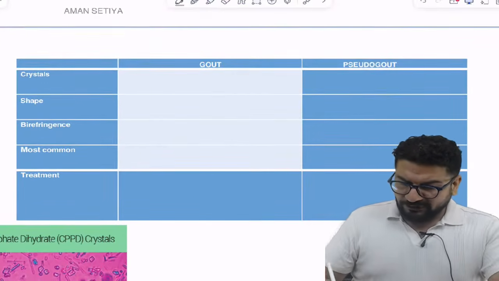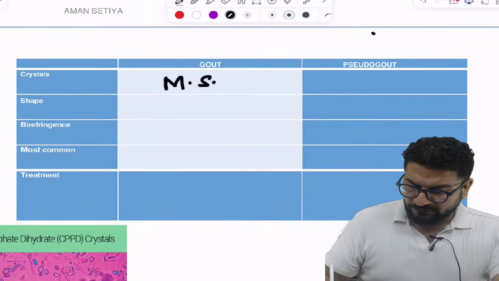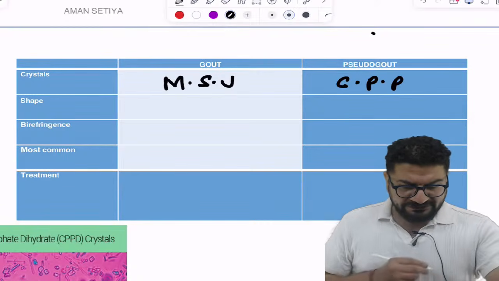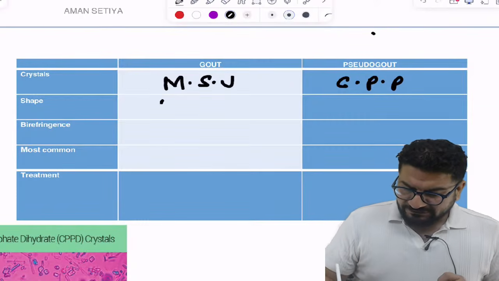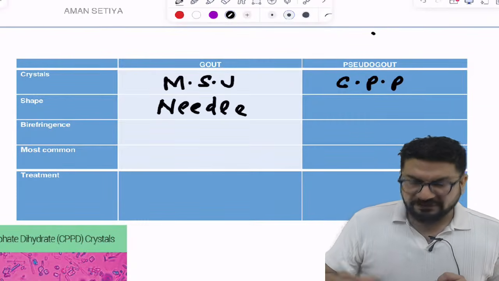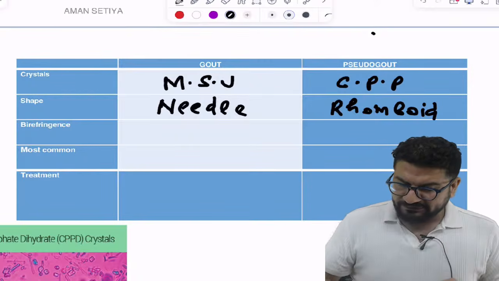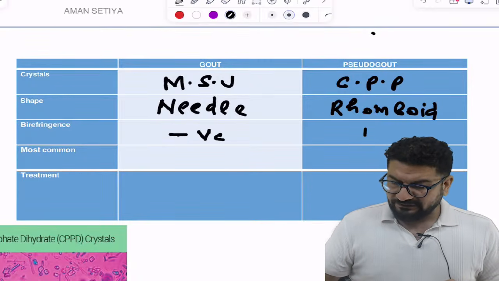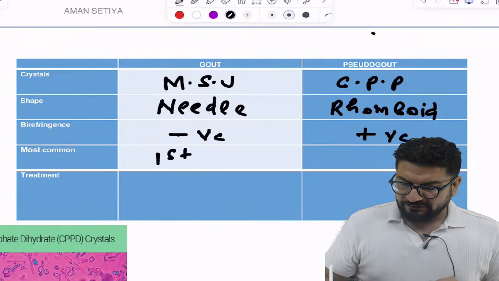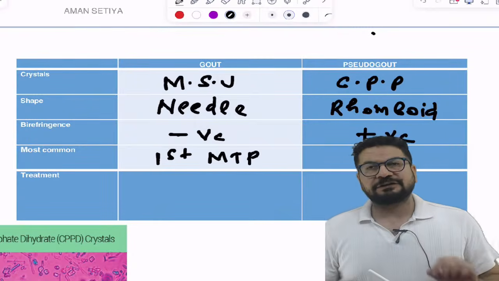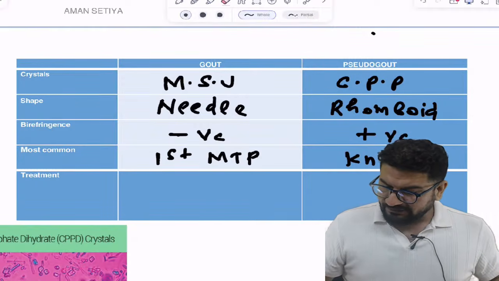Okay, we differentiate gout from pseudogout. Understand this thing: the crystals in gout are made up of MSU, monosodium urate. In pseudogout, they are made up of calcium pyrophosphate. Am I clear? Now coming to the shape of the crystal. In gout it will be needle shape; in pseudogout it will be rhomboid shape. Gout crystals show negative birefringence, and pseudogout crystals show positive birefringence. Most common site of gout will be the first MTP, first metatarsophalangeal joint. In pseudogout, it will be the knee joint.